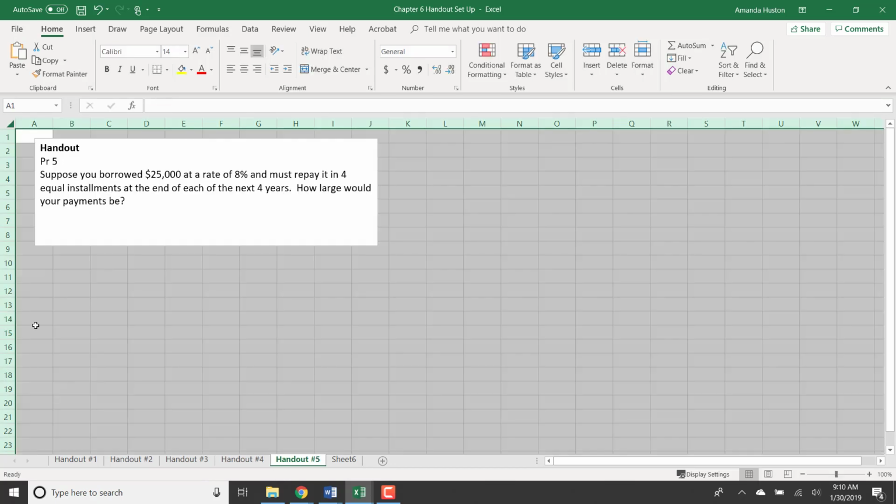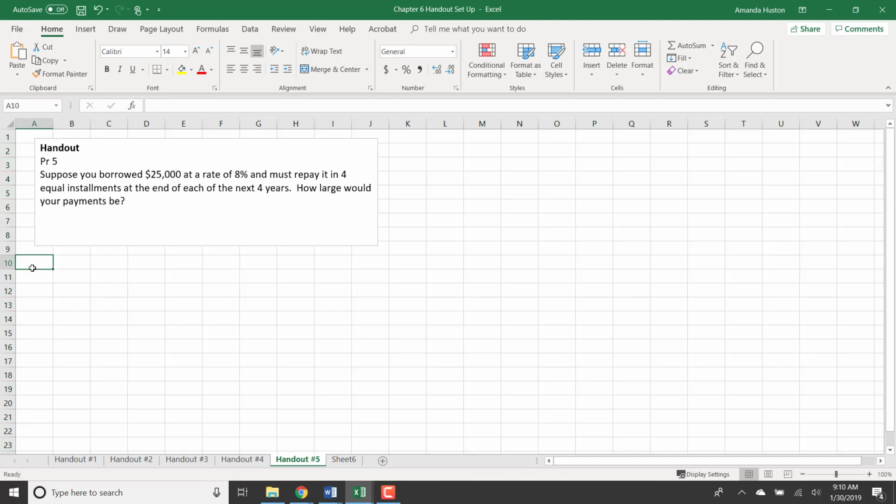All right, so on to problem 5. Suppose you borrow $25,000 at a rate of 8%, and you must repay it in 4 equal installments at the end of each of the next 4 years. How large would your payments be?